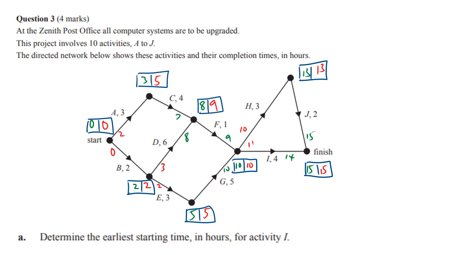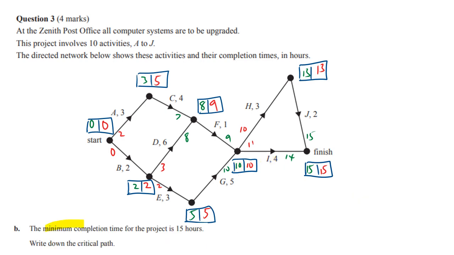Now part A is determine the earliest starting time for activity, it says in hours, for activity I. Here is activity I, and the EST is that. Remember, the green box is the EST, and we take the one at the start for the number. So our EST for this is 10 hours. Don't forget your units. Now it says the minimum completion time for the project is 15 hours. So well done, we got 15 hours.